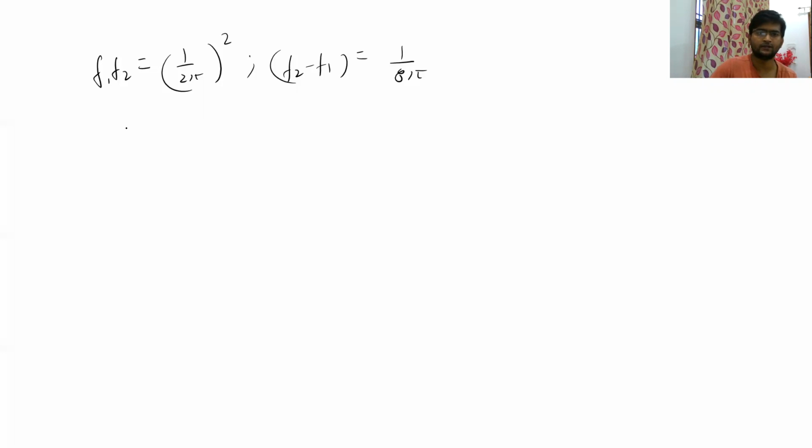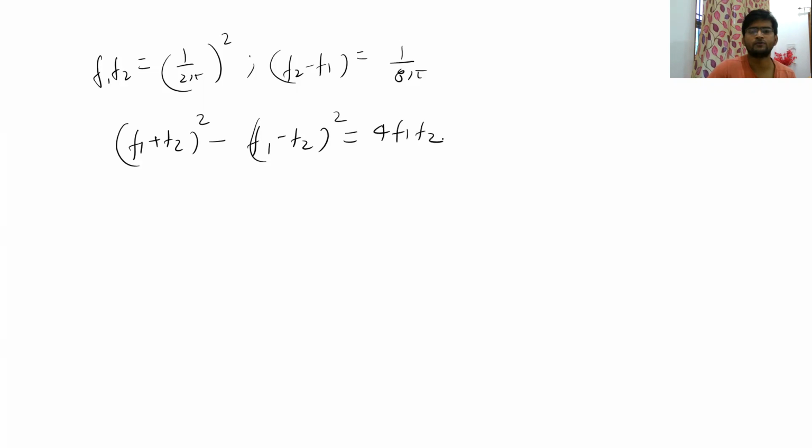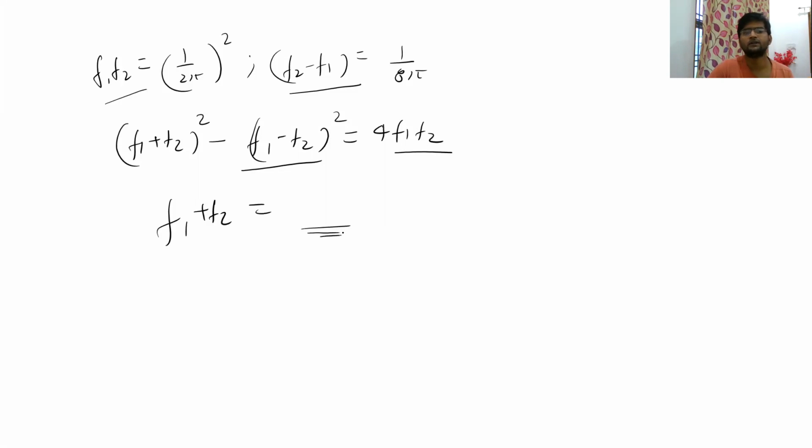We already know that f1 plus f2 squared minus f1 minus f2 squared is equal to 4 f1 f2. This is a simple mathematical relation. Here you already know the value of f1 f2 and the value of f1 minus f2. So using these two, you will find an equation for f1 plus f2, right?